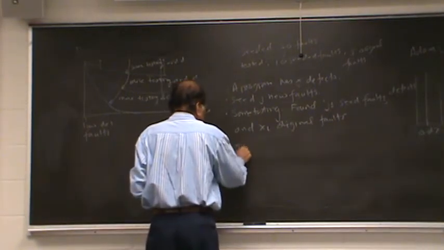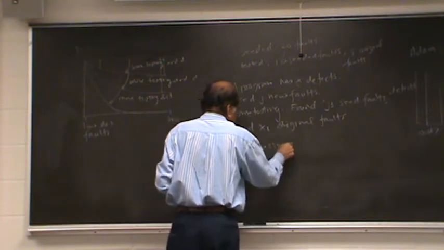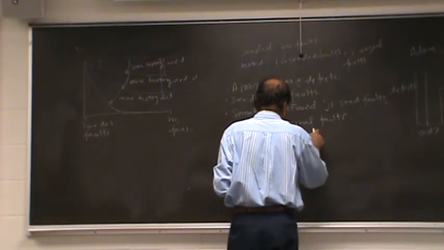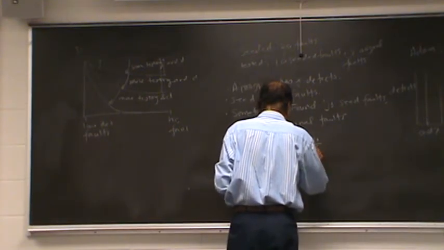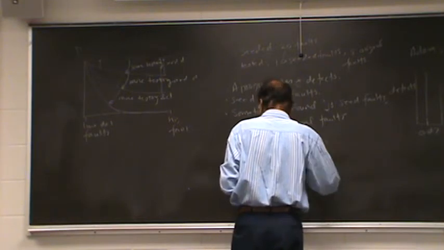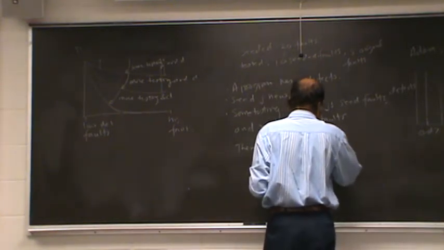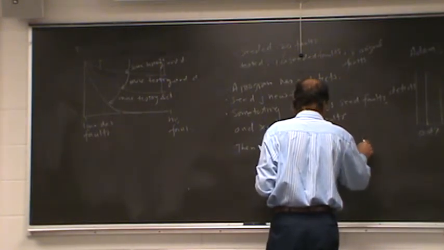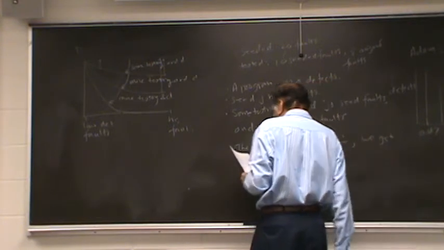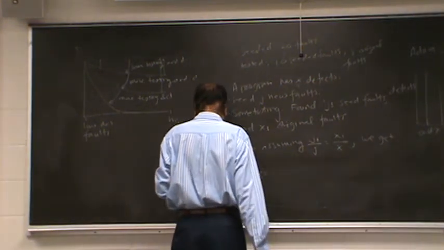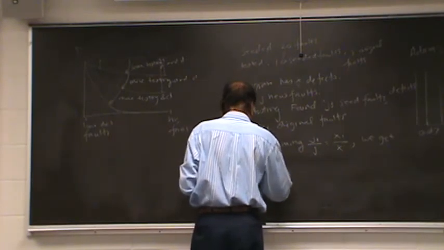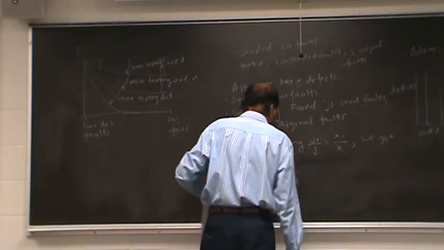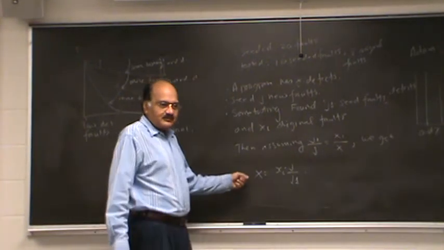Then, assuming that the fraction of the false found of the seeded false is equal to the fraction of the false of the original false, we get an estimate of the original number of false.